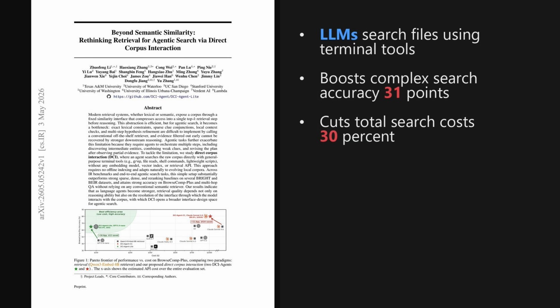Ultimately, treating retrieval as an interface design problem unlocks powerful new capabilities. Letting agents search raw files with terminal tools provides much better evidence localization than traditional systems. That wraps up this look at direct corpus interaction.